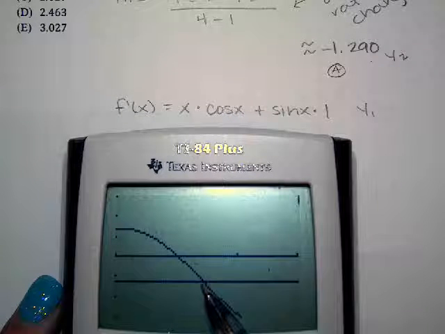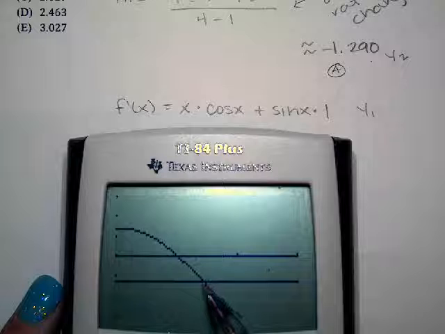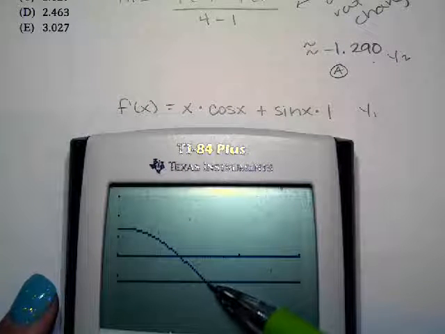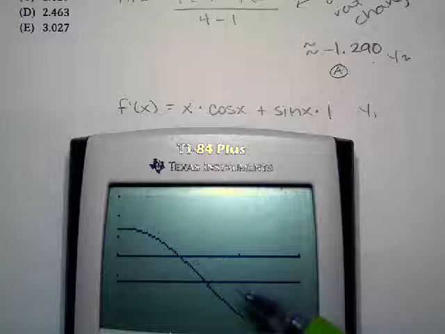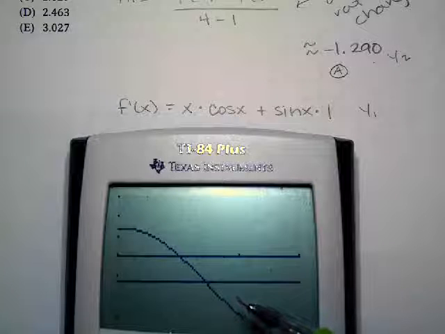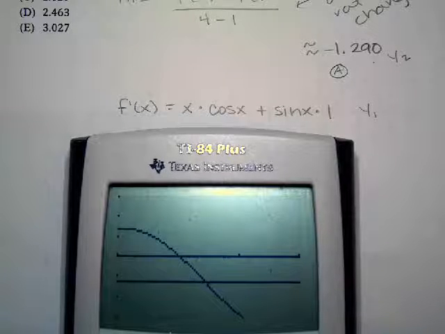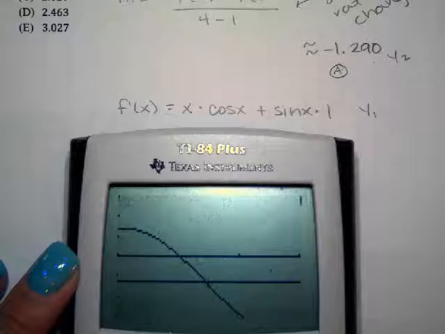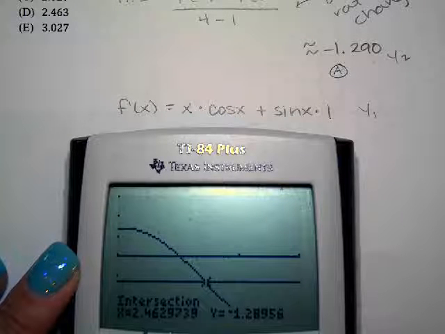The reason they don't look parallel is because I'm looking at the graph of the derivative, not the graph of the function. The graph of the function is where I would have seen them looking parallel. So I'm just going to find the intersection, and there's the answer right there, 2.462. That's how I found it easily without having to solve it by hand.